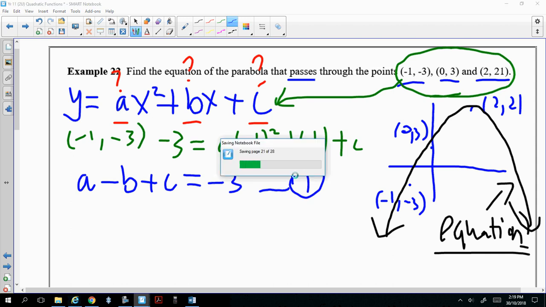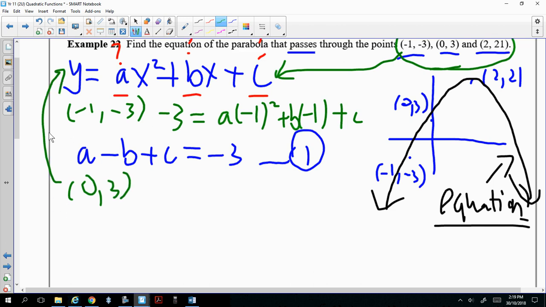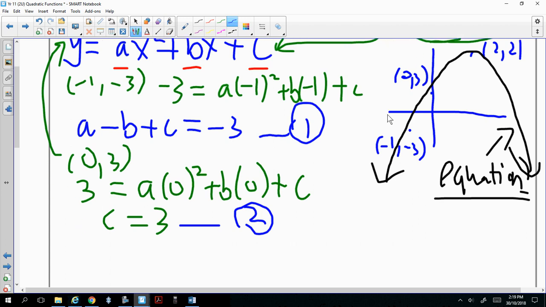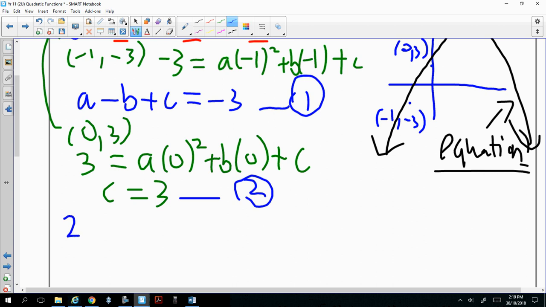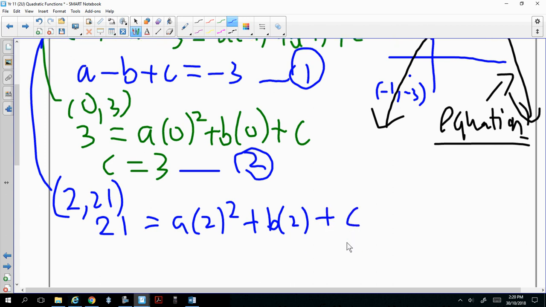We're going to substitute (0, 3) into this formula. So we substitute 0 into x, 3 into y. So A times 0 squared plus B times 0 plus C. But luckily, we just get C equals 3. We don't have to do anything, but we call it number 2. And then finally, we're going to substitute (2, 21) into the formula. So you get 21 equals A times 2 squared plus B times 2 plus C, which simplifies to 4A plus 2B plus C equals 21.